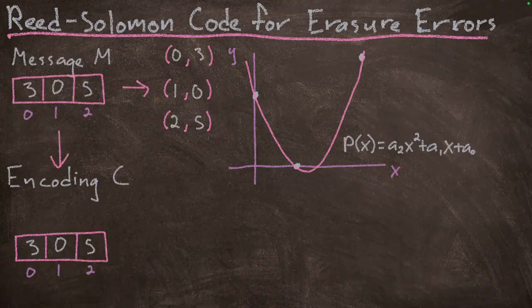The encoding is, let's just keep the message as was, but realize what this message is now. This message isn't just 3, 0, and 5. It's evaluations of a polynomial.